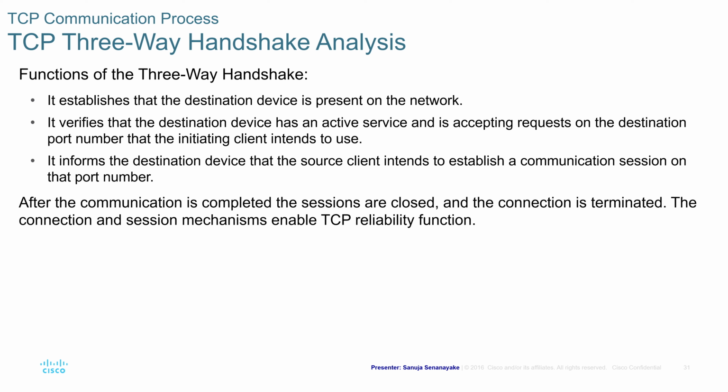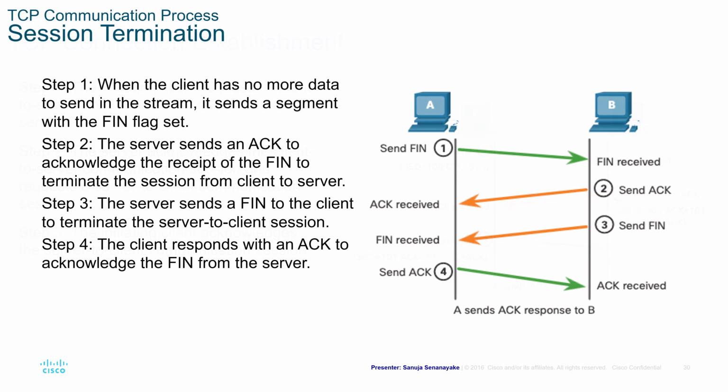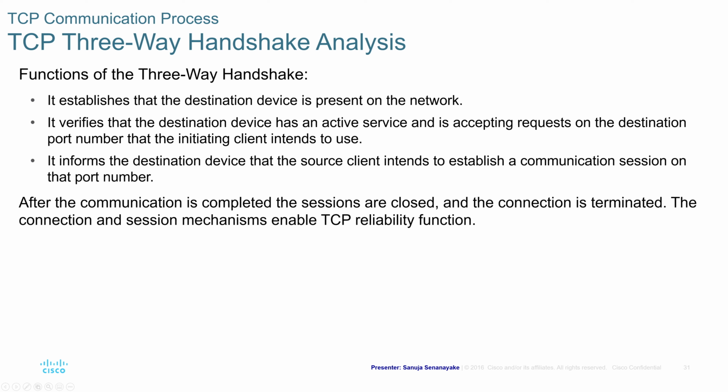TCP three-way handshake analysis. The functions of the three-way handshake, which we just covered in these two previous slides, right here. This is called the three-way handshake. And then the termination, so the establishment and termination. The functions of the three-way handshake is to establish that the destination device is present on the network.